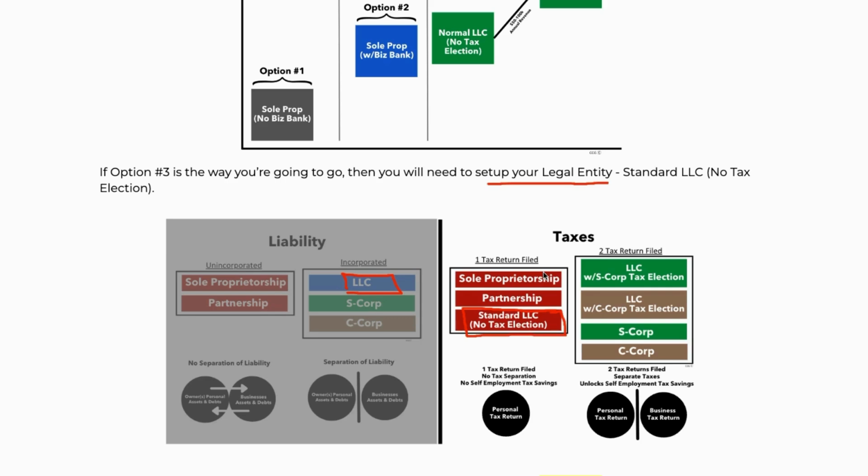And so for you guys, if you are already running an existing business, then you're probably going to set up an LLC and immediately do an S-Corp tax selection. You can talk to your accounting professional about that. But for those of you who are complete beginners, just starting out fresh, and you decide to go with option 3, you're going to start an LLC and it's going to start off as just a normal standard LLC with no tax selection, okay?